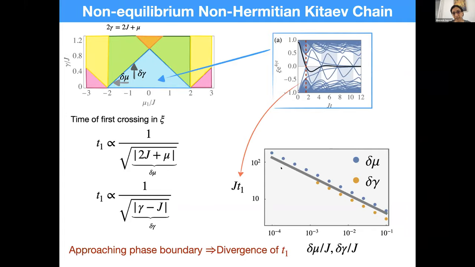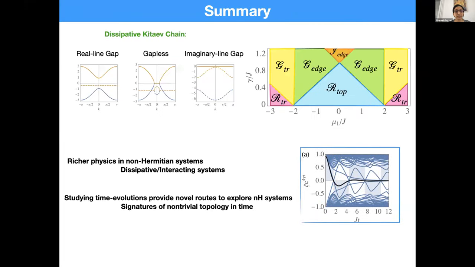In this case, we notice that as we approach the phase boundary, the time at which the first crossing takes place is going to diverge and become larger. This divergence is associated with a critical exponent of 1/2, and that is exactly what we observe, that some type of critical dynamics is the underlying physics of this system. This being said, I think I'm pretty much at the end. I'm ready to wrap up my talk.